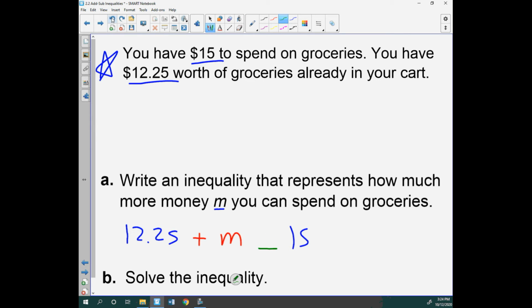So I know it's got to go the other way, right? I could spend $14.99. That'd be fine. I could spend all the way up to 15 bucks. So that is going to be my inequality there. And then when we solve it, we're just going to minus this 12.25 from both sides and get our final answer. Okay? So M is whatever that number is. So that's how we do it.